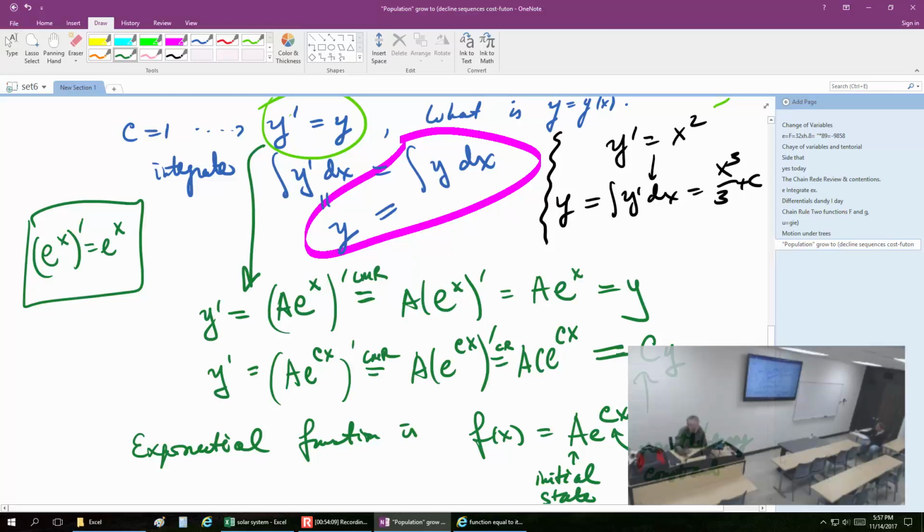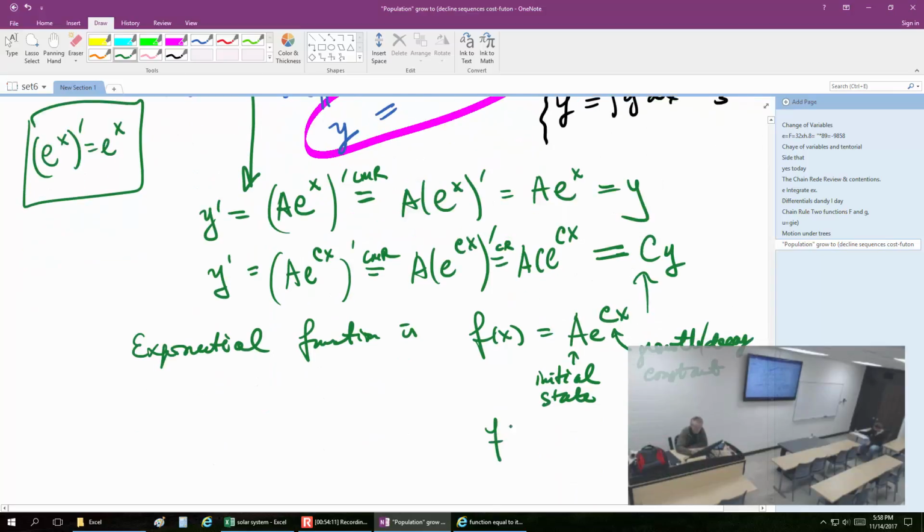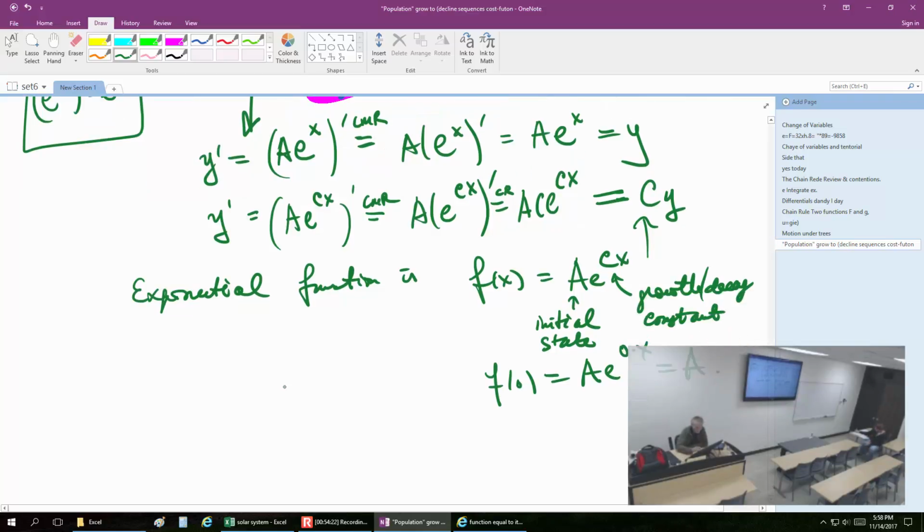Indeed, if I plug in x equals 0, so f of 0 is a e to the 0 times x, or a. Okay, so it's like your initial investment, possibly. So just what we know about the exponential functions, let me refresh your memory.